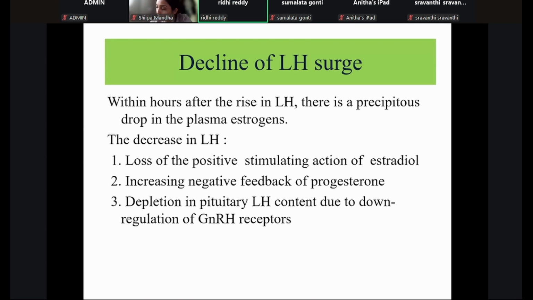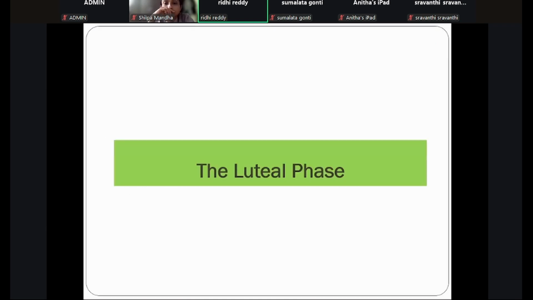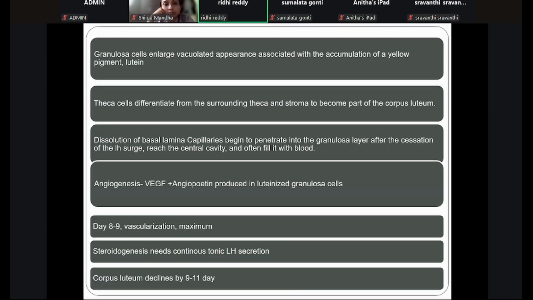So, decline of the LH surge. Within hours after the rise in LH, there is a drop in the plasma estrogens and a decrease in LH. So there is a loss of the positive stimulating action of estradiol, increasing negative feedback of progesterone, and depletion of pituitary LH content due to down regulation of GnRH receptors. After this LH surge, the luteal phase starts.